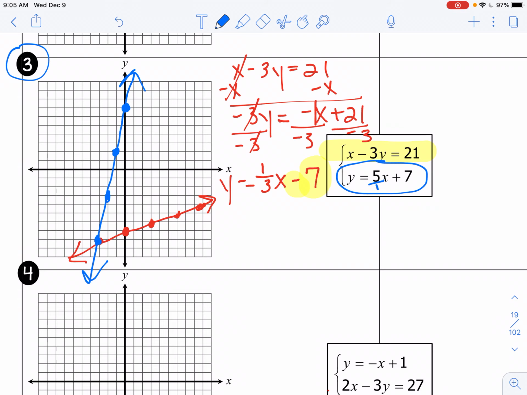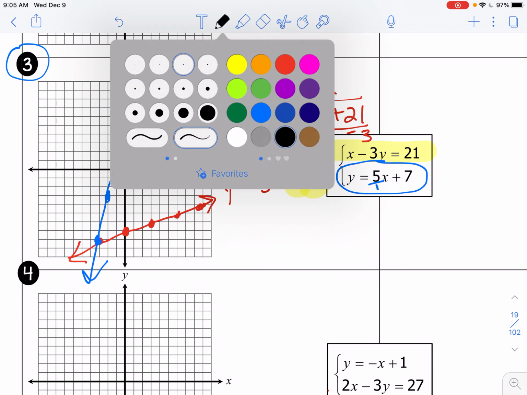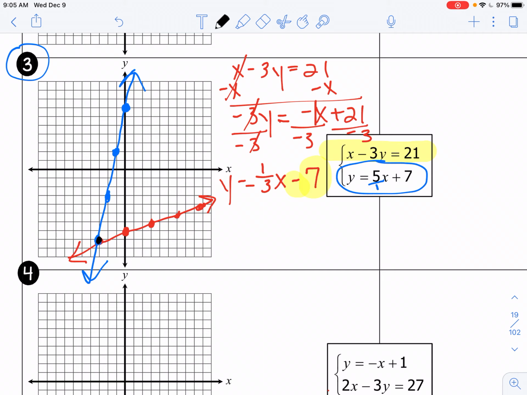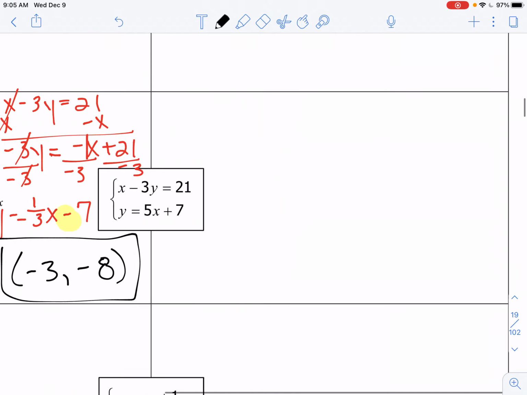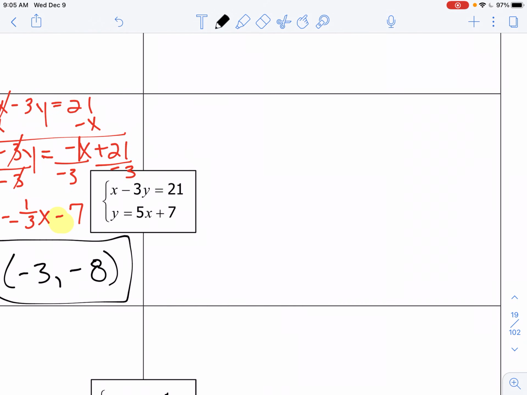Okay, so where did we intersect at? We intersected right here at this point, which is negative 3 all the way down to negative 8. And that's our ordered pair solution. All right, good. Now let's go ahead. I'm going to clear that out here and move to the right, and we're going to solve the same problem, but this time we're going to use the substitution method.